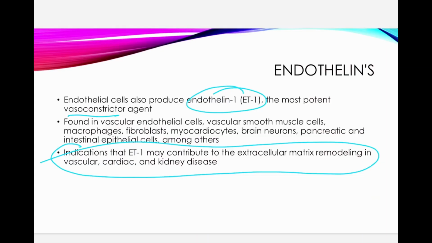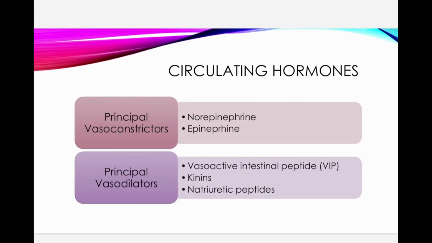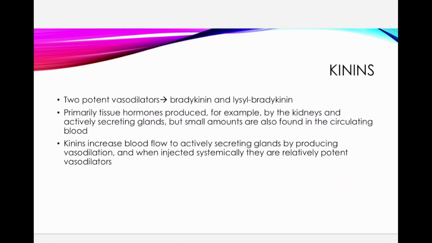Circulating hormones are principal vasoconstrictors, epi and norepi, principal vasodilators, VIP, anything with a kinin, bradykinin, and your natriuretic peptides. BNP is the big one. We also learned about ANP as well, but BNP is the big one. So the kinins are your bradykinin and your lysyl bradykinin. But remember, just remember, these are vasodilators. That's the big thing to remember with these things. They're vasodilators.